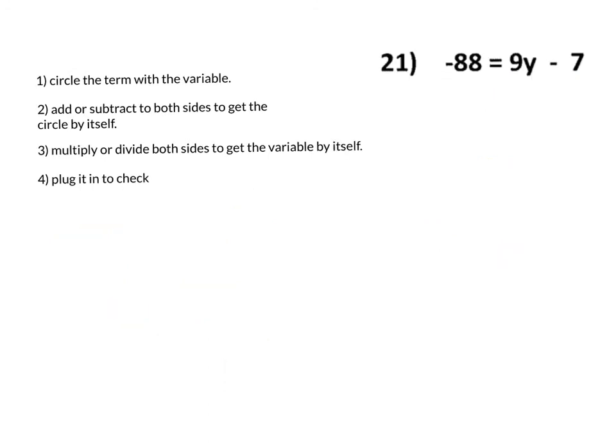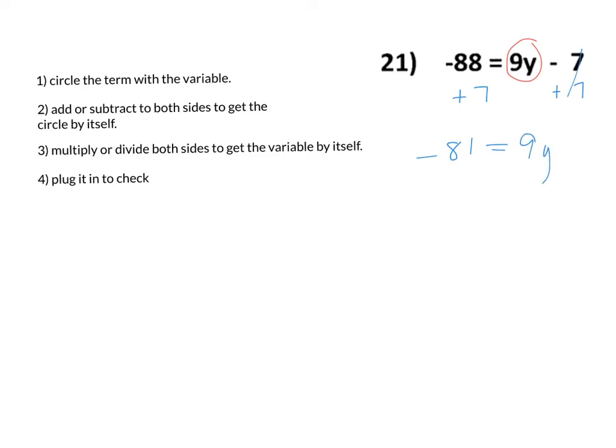Alright, the last one. Circle the term with the variable. Now get that circle by itself. To do that, we're going to do the inverse of minus 7. We're going to add 7 to both sides. That's going to give me negative 81 is equal to 9y.